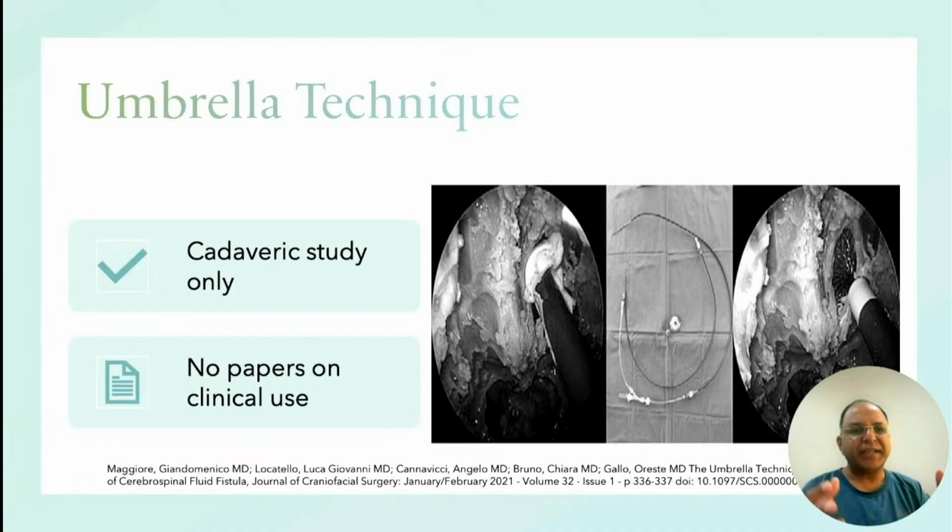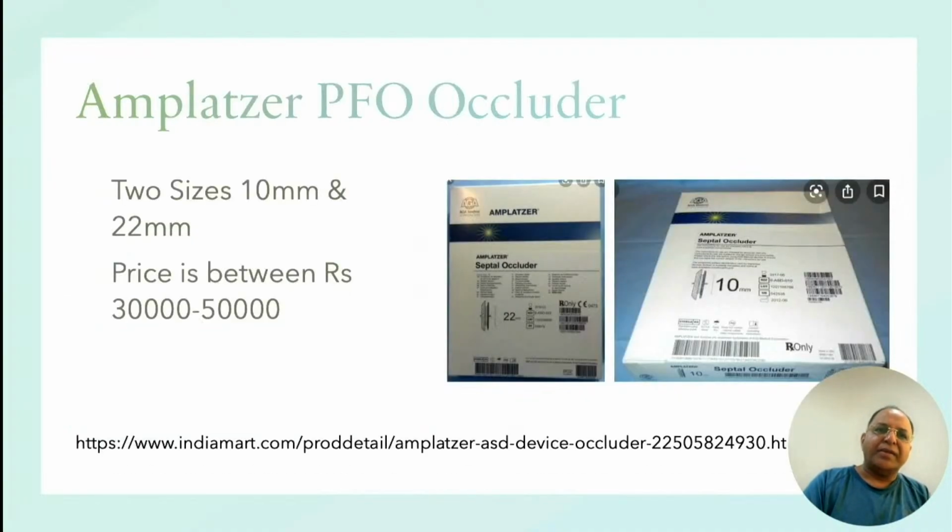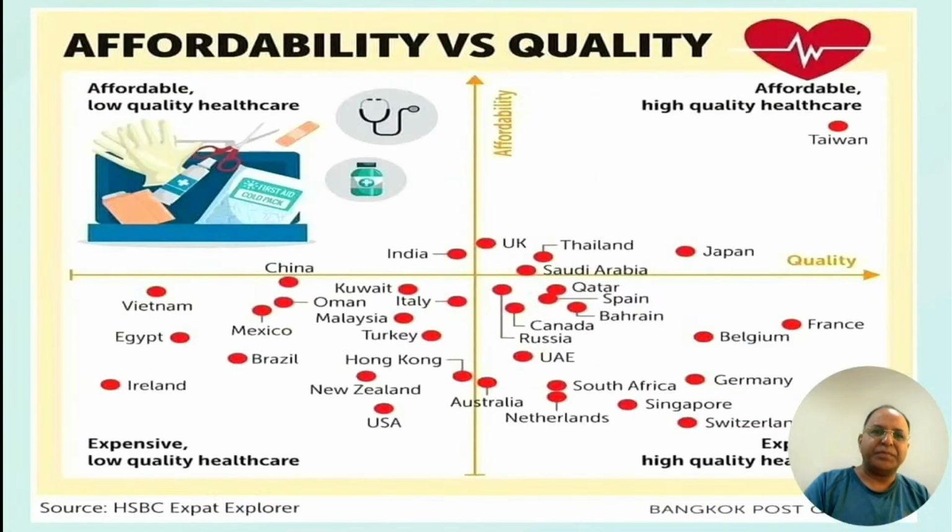And a cadaveric study also has been done, although clinical uses I could not find them actually. So it is available in two sizes, 10 mm and 22 mm, which should be as per our defects should be ideal, with a price of between 30,000 to 50,000 rupees.